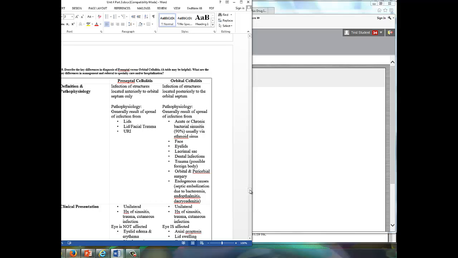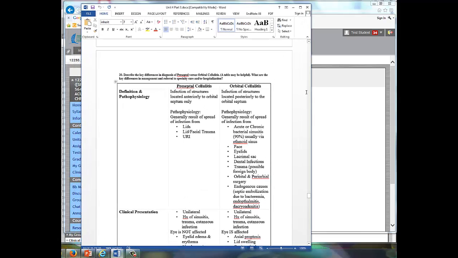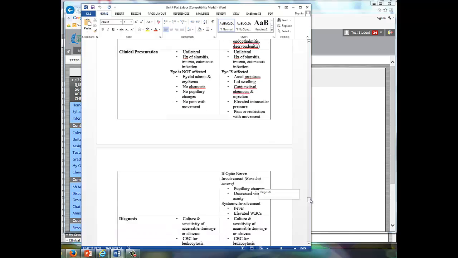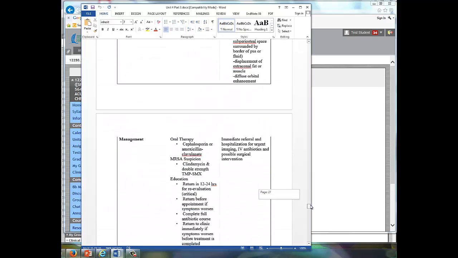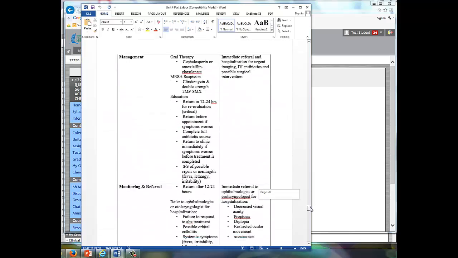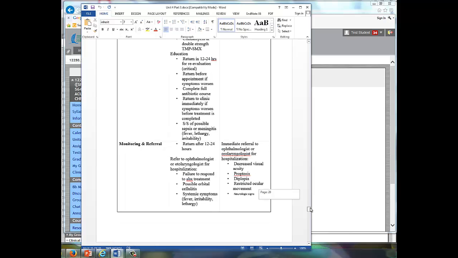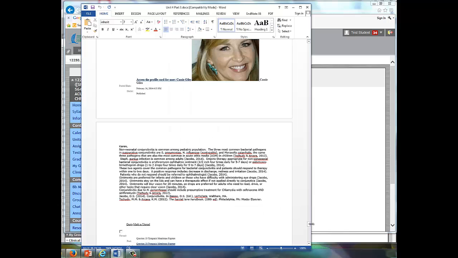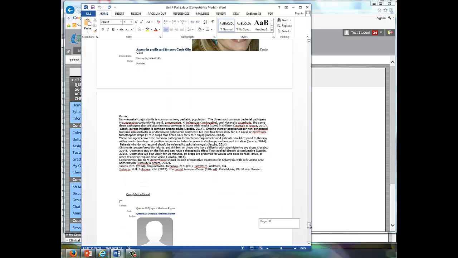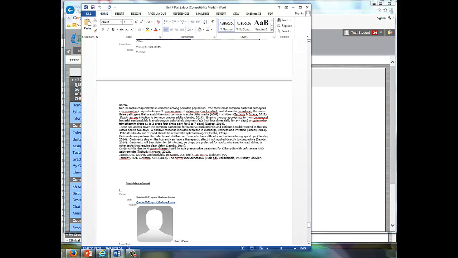They're both serious problems, and you're going to need to look at the management of each one and also know the key difference between them, and that is extraocular eye movement. That's an emergency, immediate referral for ophthalmology.